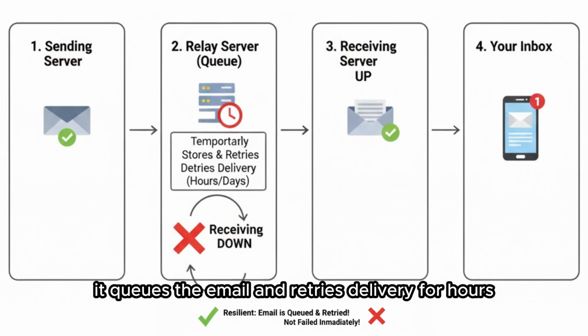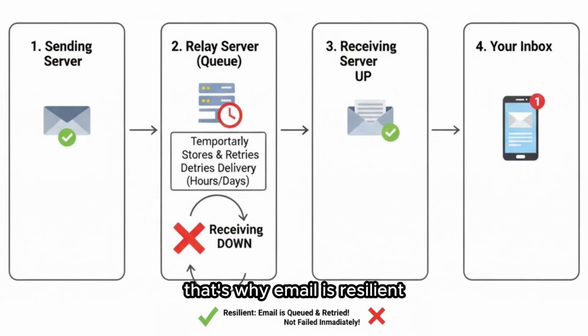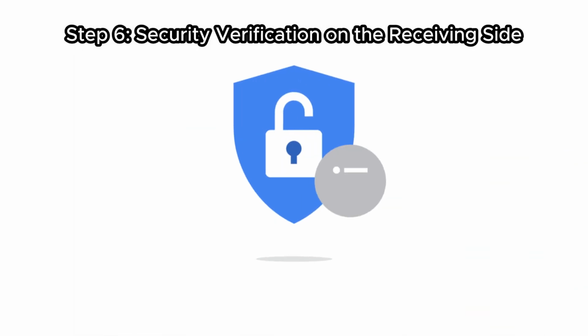It queues the email and retries delivery for hours, sometimes days, before declaring failure. That's why email is resilient. It's designed to tolerate downtime. Step 6. Security verification on the receiving side.